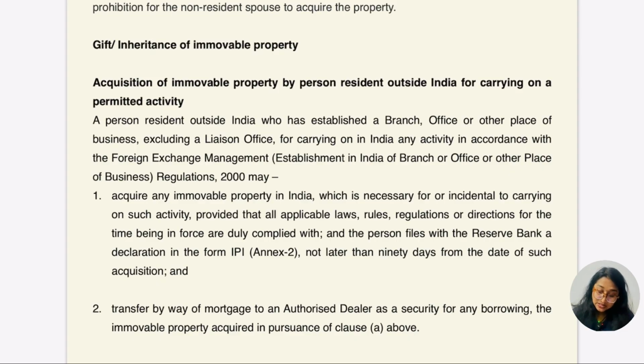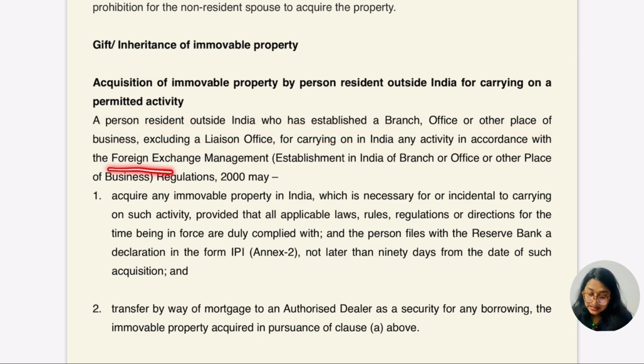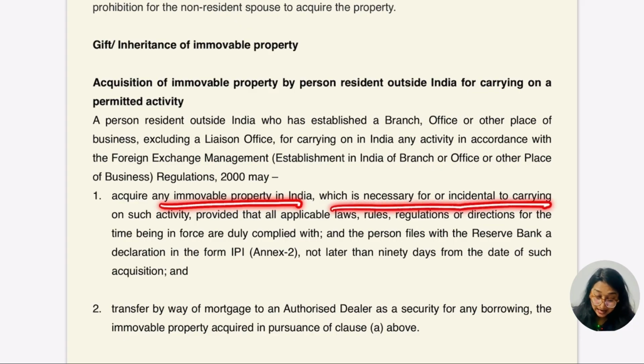Acquisition of the immovable property by a person resident outside India for carrying on the permitted activities, and they are what? The person resident outside India who has established a branch, office or any other place of business, excluding a liaison office, for carrying on in India any activity in accordance with the Foreign Exchange Management (Establishment in India of Branch or Office or Other Place of Business) Regulations, 2000, may acquire any immovable property in India which is necessary for or incidental to carrying on such activity.